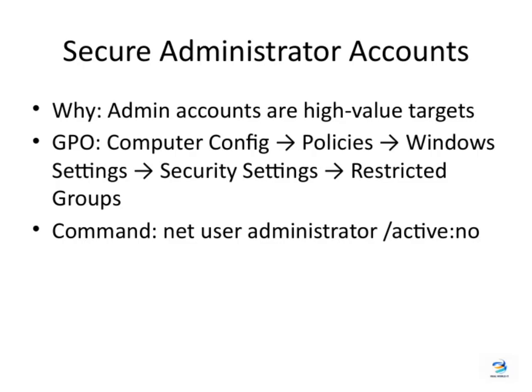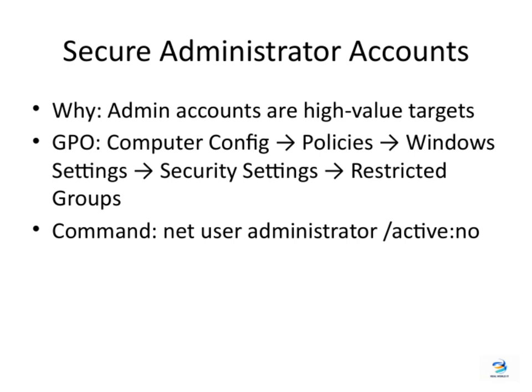Let's talk about why admin accounts are such high-value targets. Because these accounts have elevated privileges, they can access and control almost everything in the system, making them prime targets for attackers. That's why it's crucial to secure them properly. One effective way to do this is through Group Policy, or GPO. You can find this setting under Computer Configuration, then Policies, followed by Windows Settings, Security Settings, and finally Restricted Groups. This allows you to manage who has administrative access centrally and securely.